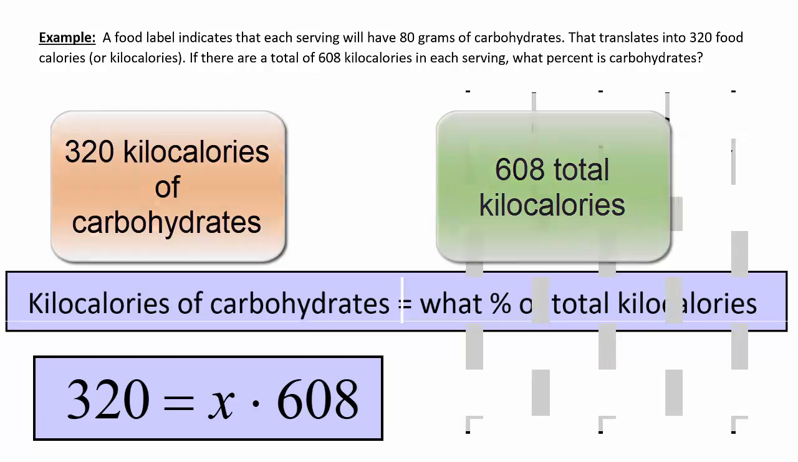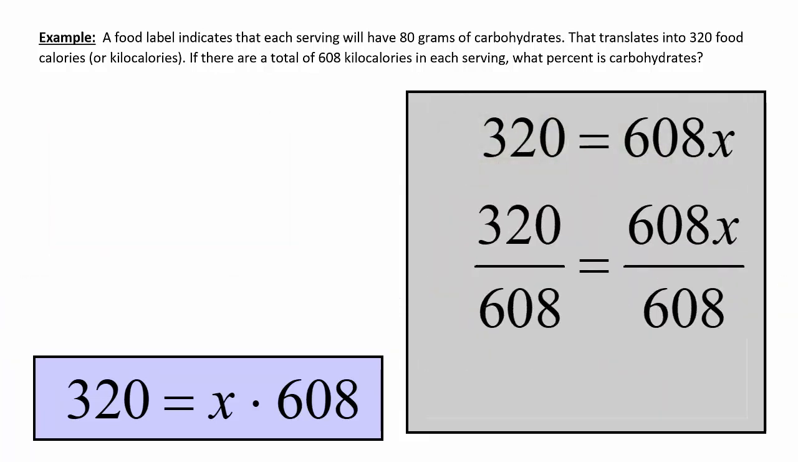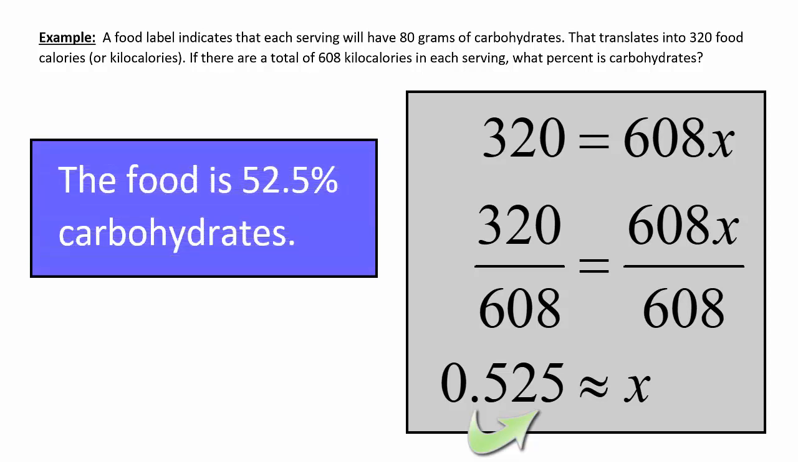320 equals 608x. Divide both sides by 608 to solve, and we get 0.525. We want to change that to a percent, so we move the decimal place to the right twice. So as a percent, that's 52.5%. Therefore, the food is 52.5% carbohydrates.